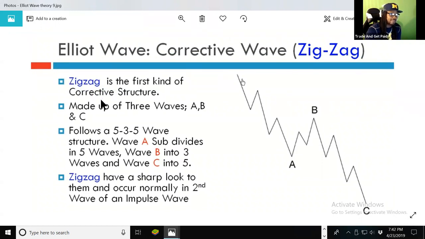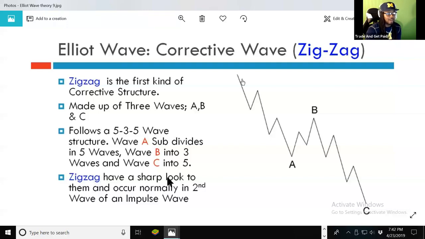Zigzag is the first type of corrective structure made up of 3 waves, right? We got 1, 2, 3. And inside of that follows a 5, 3, 5 wave where we have 5 inside of the first wave, 3 inside of the second wave, and then 5 again inside of the third. Breaks all of that down.